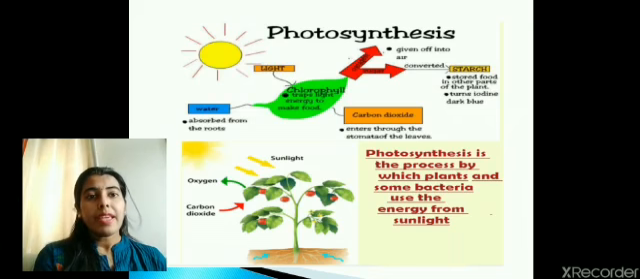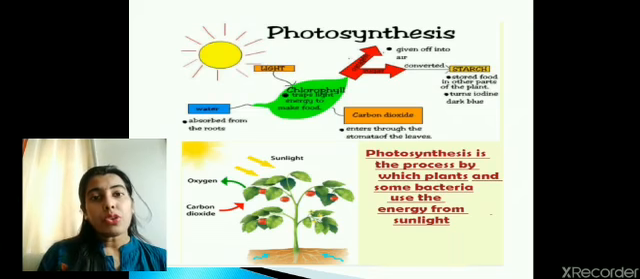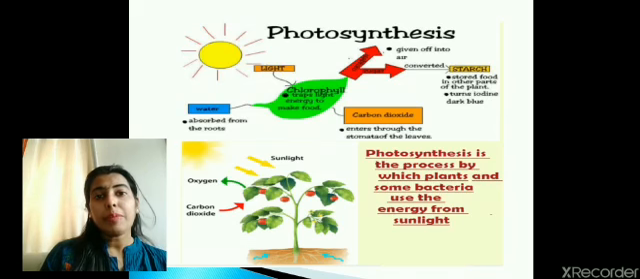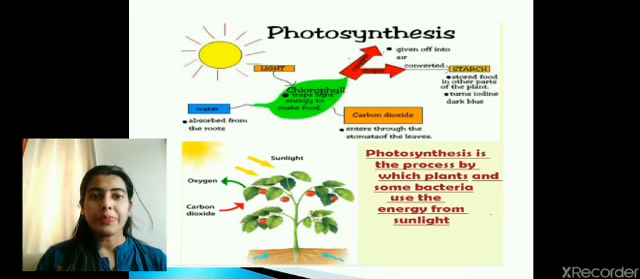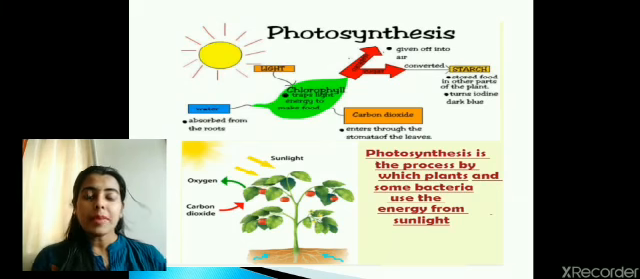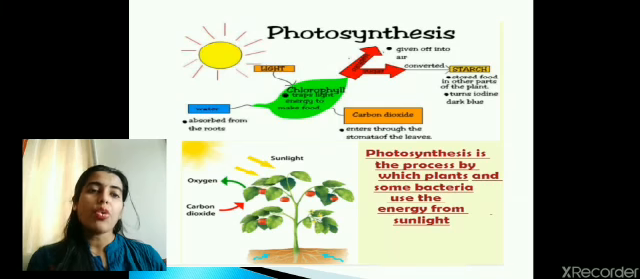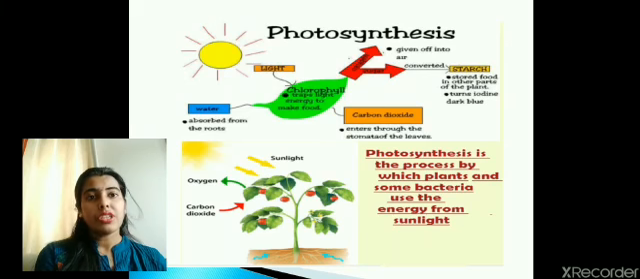Now in the center they have shown a green leaf. So photosynthesis requires a green pigment called as chlorophyll, which is present in the plant cells. In the plant cells there is an organelle called as chloroplast, which contains this green pigment chlorophyll, which helps the plant to trap the sunlight. So again, sunlight is also an essential condition here.